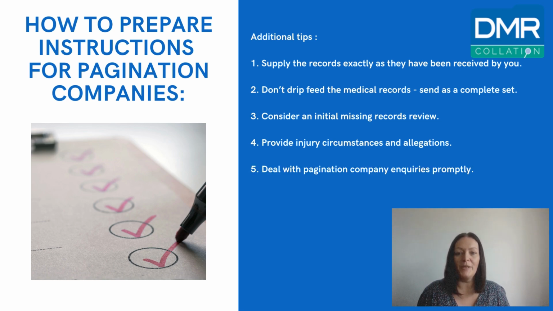If your pagination company calls you to clarify the instructions, please find the time to speak to them promptly regarding the matter. Often these inquiries are time sensitive and the work has often been paused until instructions have been clarified. If instructions aren't entirely clear or additional issues have been flagged during the collation process, often this will just need a quick 5-minute conversation with you to check how you would like the instructions to be progressed.